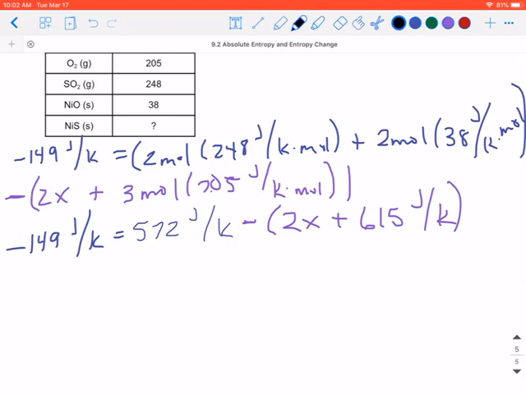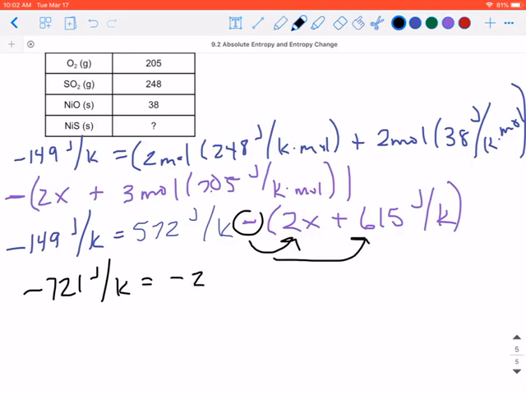Okay, so I can subtract over my 572 to get a negative 721 joules per Kelvin, and that equals, so our negative sign here gets distributed to both of those values. So it's going to equal negative 2x minus 615 joules per Kelvin. So I can add the 615 to both sides to give me a negative 106 joules per Kelvin, and that equals negative 2x.